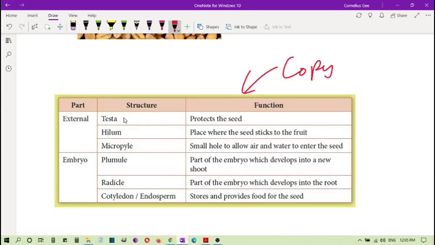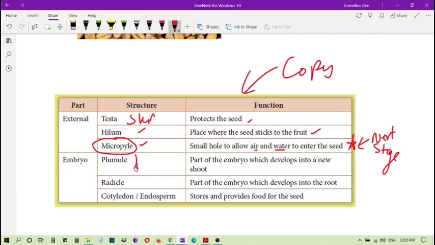So remember, testa, of course, is the skin. The skin means to protect the seed. The hilum is where the seed sticks to the fruit. Micropyle is a tiny hole. Like I said, what is it for? It's a very small hole to allow air and water to enter the seeds. Very important for the next stage of the development of the reproduction.